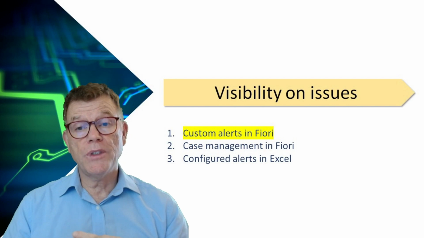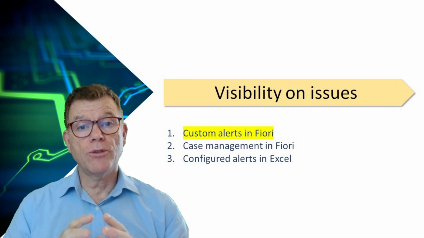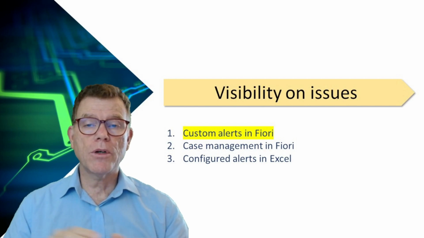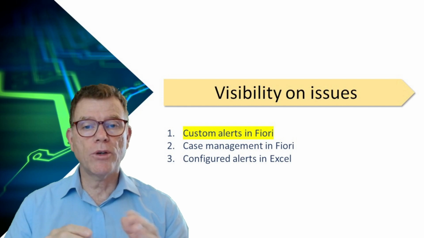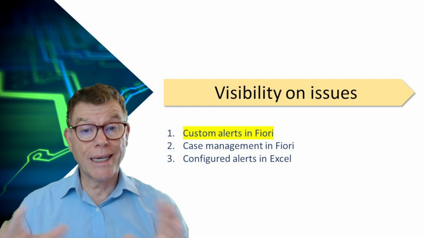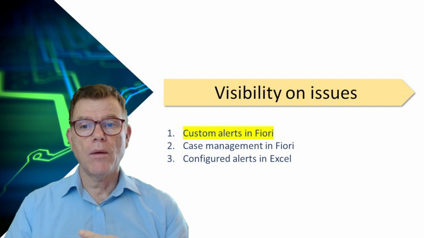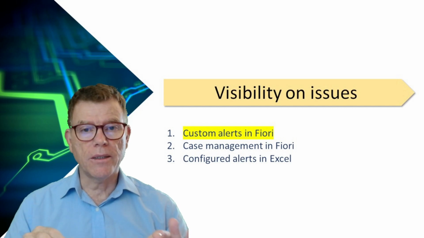Third topic is about visibility on the issues that you have in the supply chain. You have a number of options in SAP IBP, like the custom alert in Fiori, where you can create custom alerts. What does custom alert mean? We'll see that in a minute.